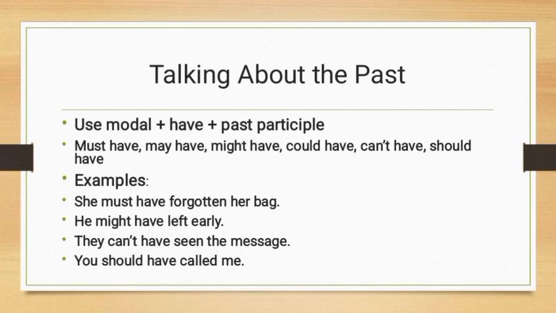Let me give you some common examples. Go, gone. Eat, eaten. Forget, forgotten. See, seen. Do, done. Now let's look at some full sentences. She must have forgotten her homework. I am sure she forgot. He might have gone home. Maybe he went. You should have done your work. It was the right thing to do, but you didn't.